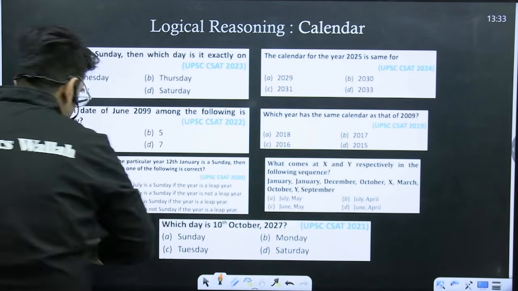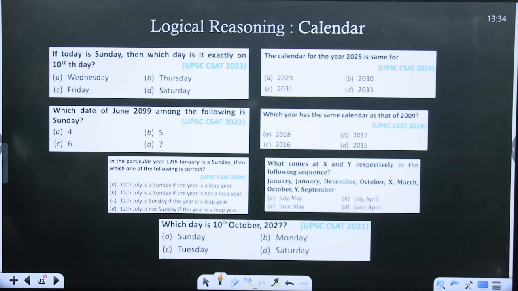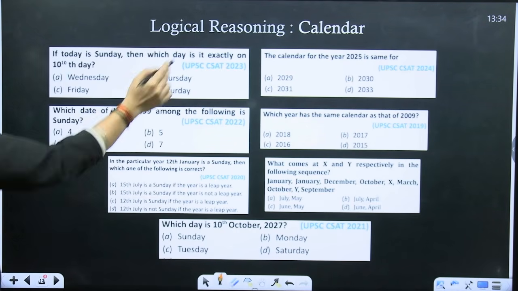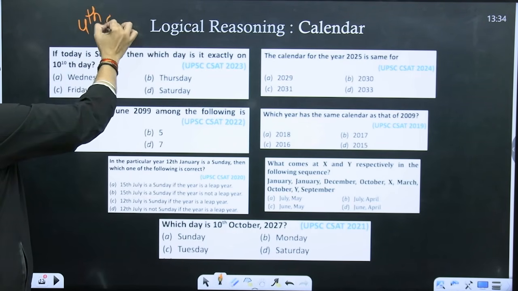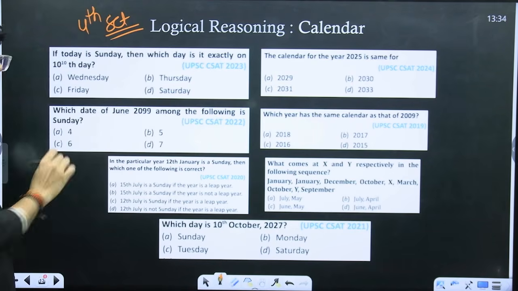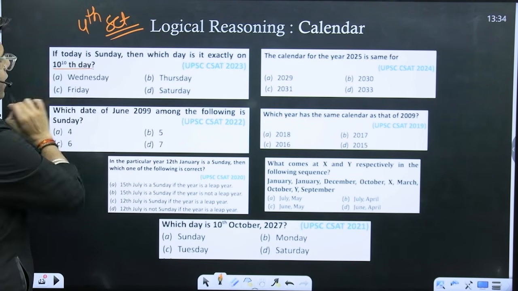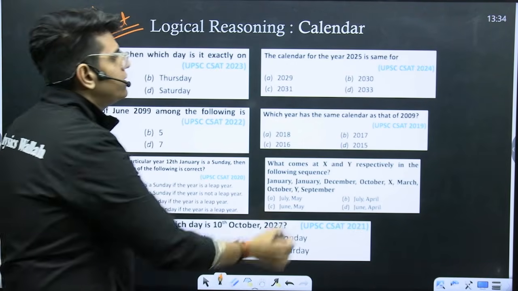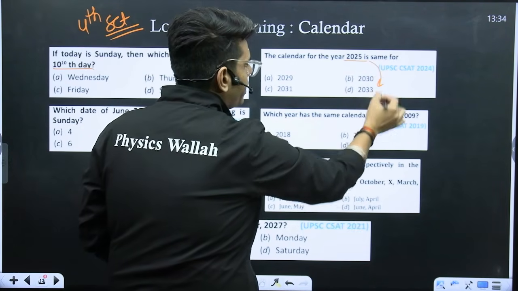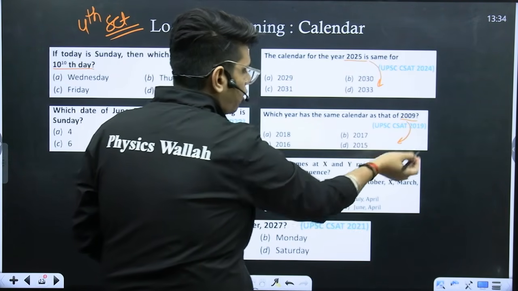Let's move to the fourth set from logical reasoning. Now the fourth set is calendar. Fourth set is your calendar. If you see, every year what sort of questions are you getting? On this day, what is the day? Right? This calendar repeats after how many times? This calendar repeats after how many times?